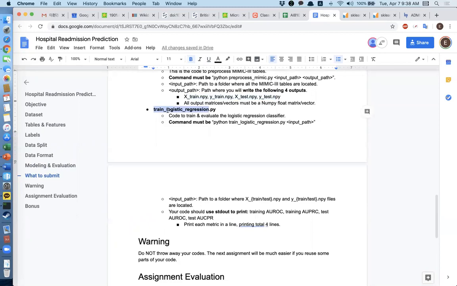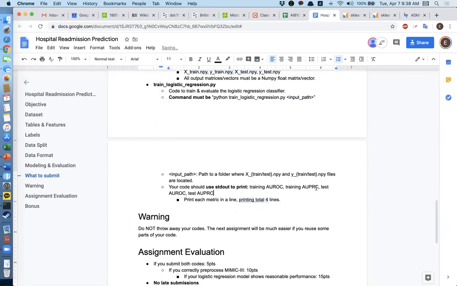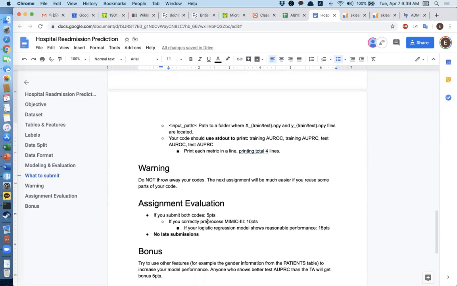And this is where you train and evaluate your logistic regression. Command must again be Python, this file, and the input path. The input path is where the train and test files are located. Your code should use standard out to print these four values: training AUROC, training AUPRC, test AUROC, test AUPRC. This is a typo. Each of these values should be printed per line, so your code should print four lines in total.